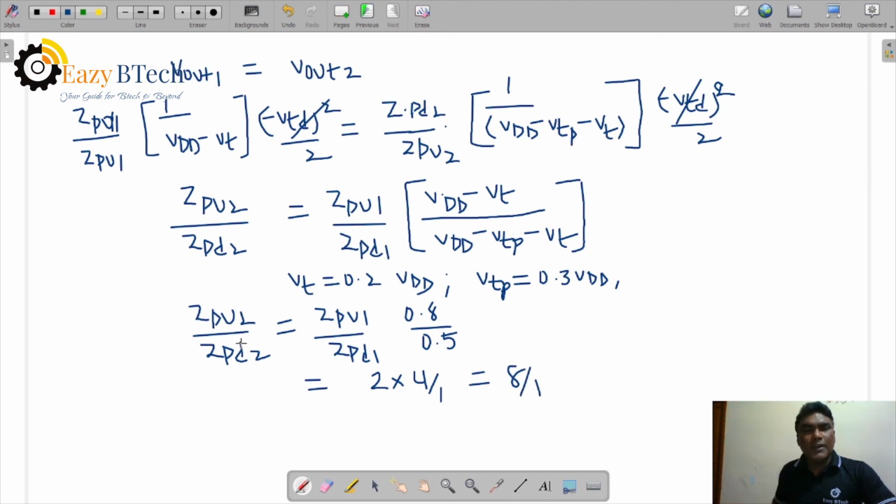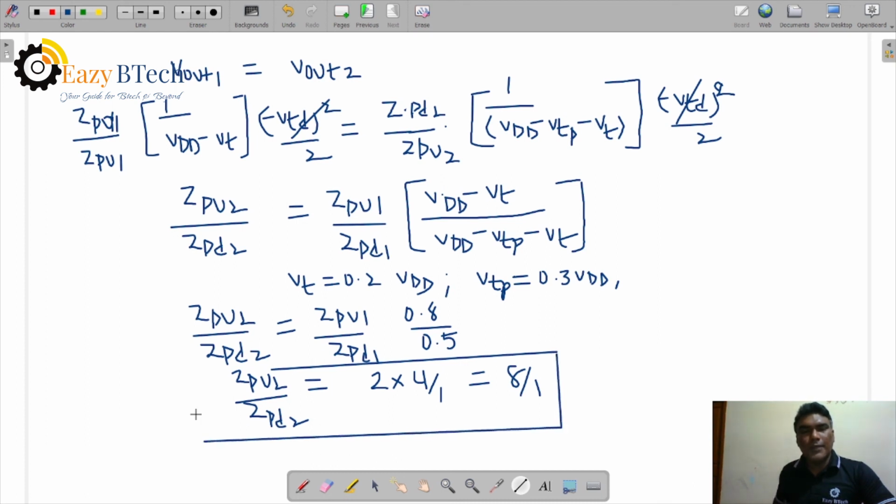So the second inverter is driven by the first inverter. The ratio of the first inverter is 4 by 1, and the second should maintain the ratio 8 by 1. So Z pull up 2 by Z pull down 2: the pull up is a depletion mode transistor, and pull down 2 is an enhancement mode transistor. This is a very important derivation in the external examinations, so go through the derivation and practice this.